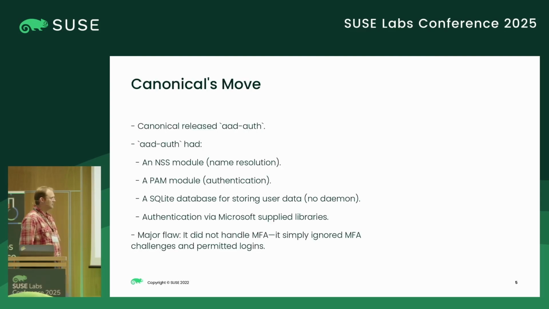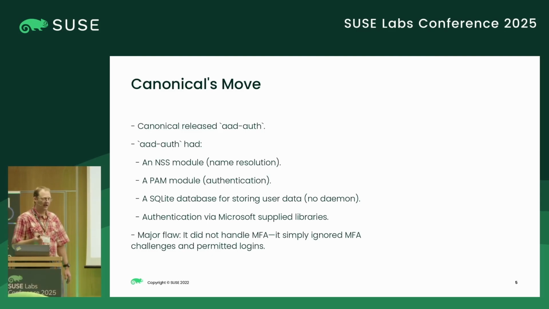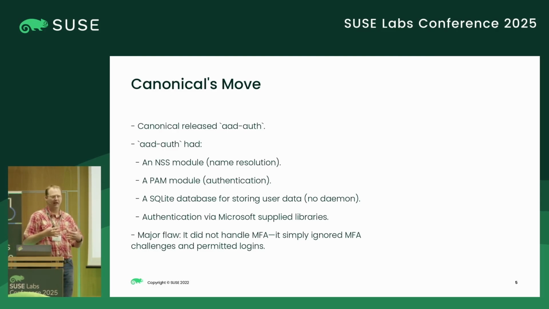So, kind of out of the blue, Canonical released AAD Auth, which was a loose attempt at authenticating Entra ID on Linux. They provided an NSS module for doing name resolution, a PAM module for authentication, and there was no daemon in the backend, but they had a database that the NSS and PAM modules communicated with and fetched information from. The NSS module would store the user information in the database, and the PAM module pulled it out when it was doing authentication.